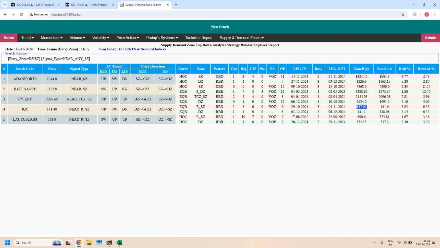That's why I added these columns, zone high and zone low. Because I know that whenever there are dynamic views, you will make mistakes if you purely depend on the leg-in, base and leg-out candles. I know that, so I introduced these two columns, zone high and zone low. Sometimes you will see differences between your static view and the dynamic view.